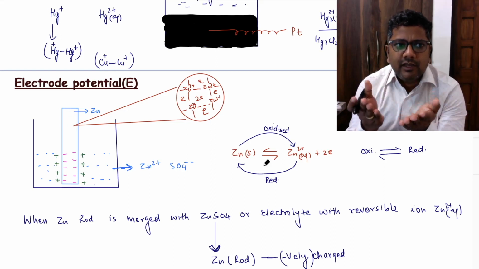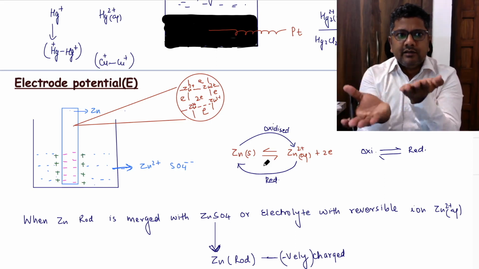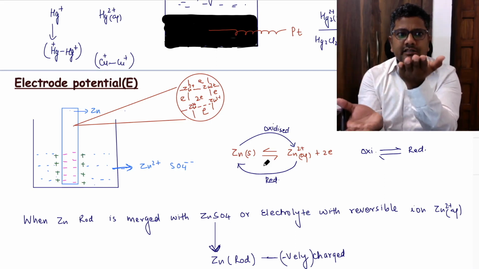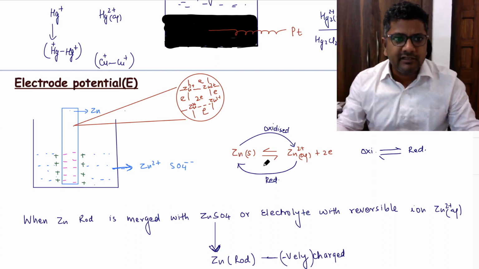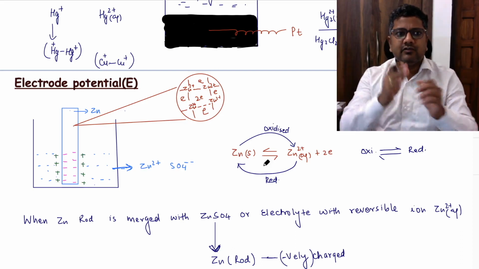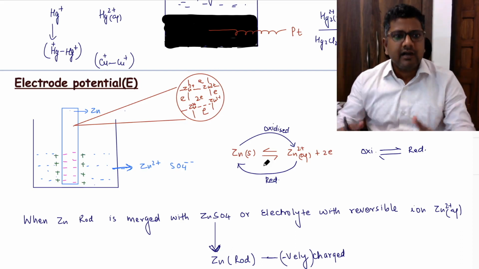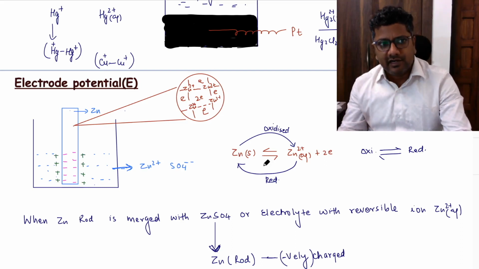And all of you know that equilibrium does not mean balanced, it does not mean reactants and products are equal. This is also equilibrium. At equilibrium, it is not that the quantity of reactant is equal to the quantity of product. May or may not. Equilibrium may be shifted in one direction.